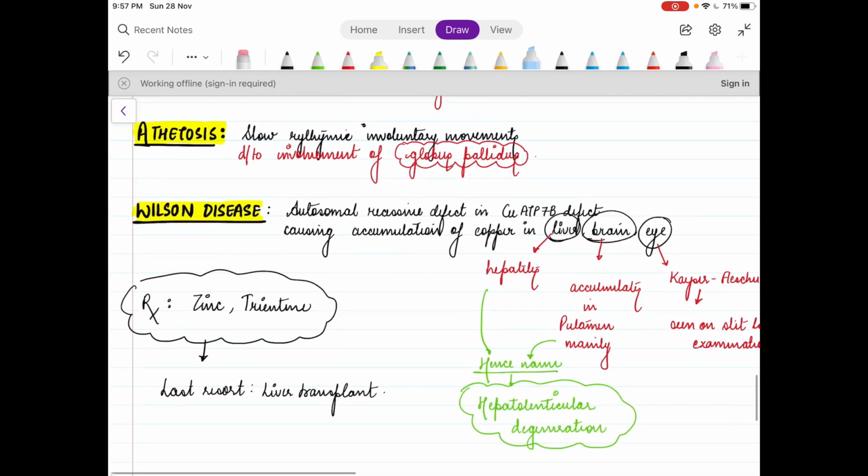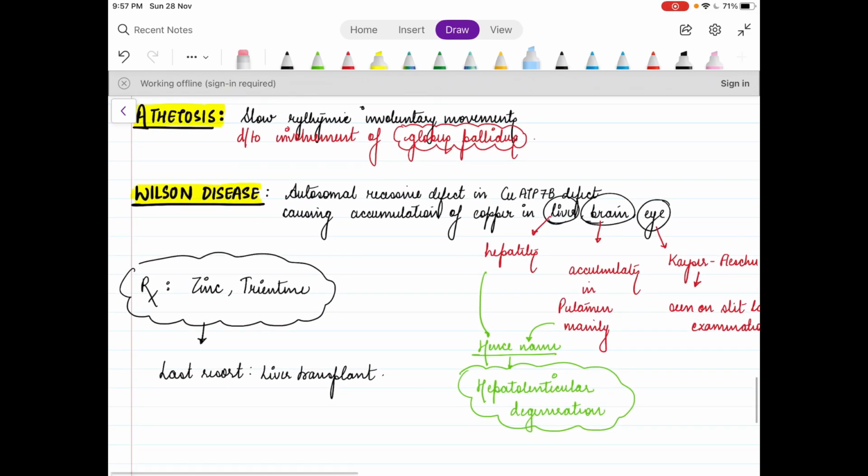The last but not the least is Wilson's disease. Wilson's disease is an autosomal recessive defect in the copper ATP7B gene, causing accumulation of copper in the liver, brain, eye, etc. Accumulation of copper in the liver causes hepatitis, and in the brain it occurs mainly in the putamen. Because of these two features the name comes: hepatolenticular degeneration, because the putamen is commonly referred to as the lentiform nucleus.